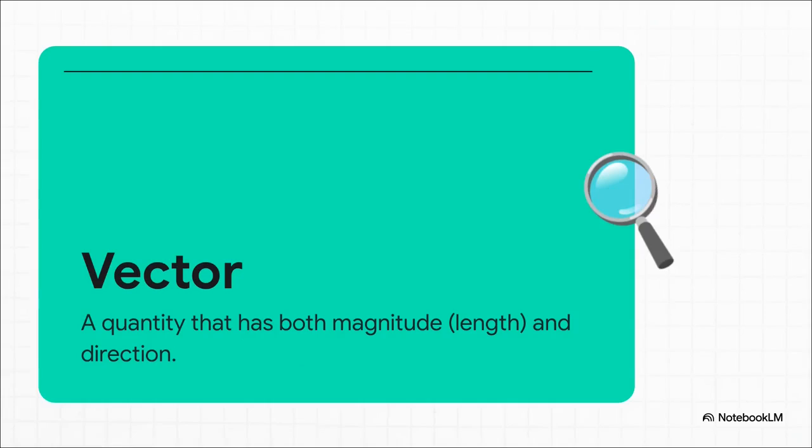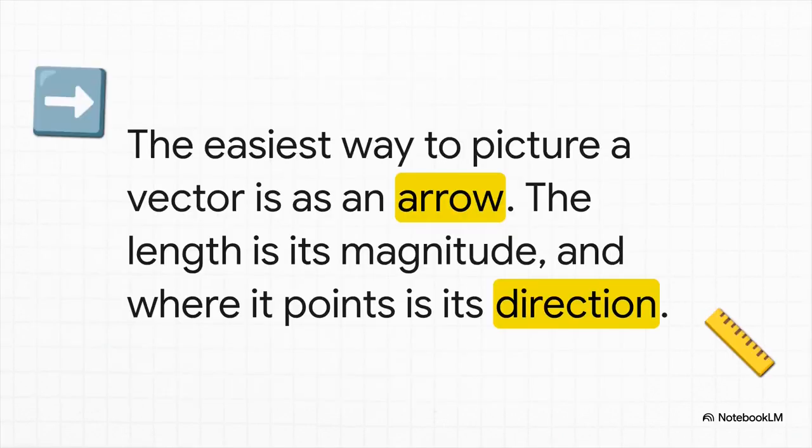All a vector is, when you boil it down, is something with two pieces of information. How long is it? That's what we call magnitude. And which way is it pointing? That's its direction. How far and which way? That's all you need to remember. You know, the absolute easiest way to think about a vector? Just picture an arrow. The length of that arrow is its size, its magnitude, and whichever way the pointy end is aimed, that's its direction. Simple, right? It's a really powerful way to visualize this.